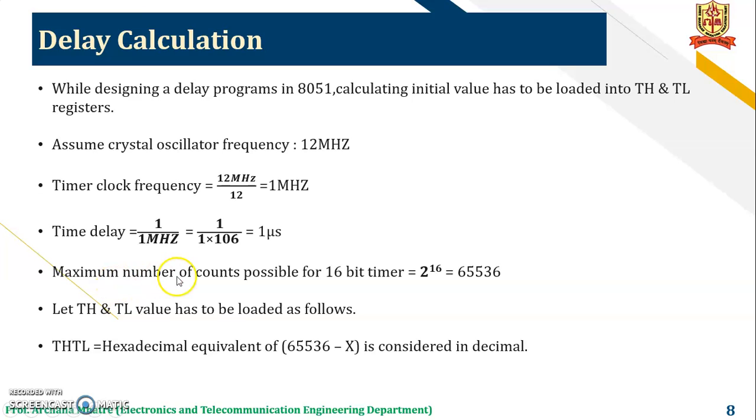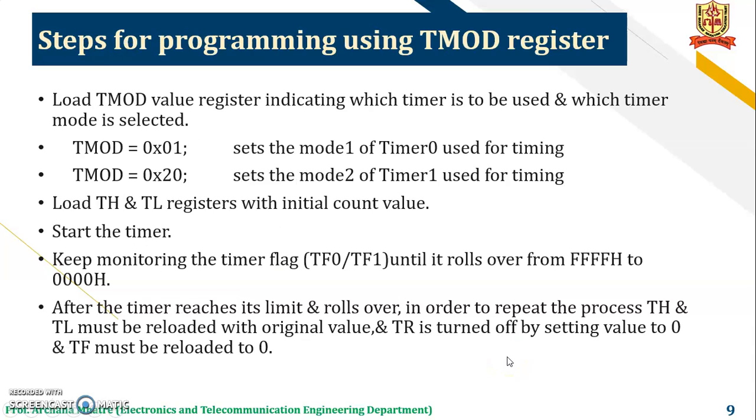The maximum number of counts possible for a 16-bit timer is 2 raised to 16, which is equal to 65,536. Then let the TH and TL value be loaded as follows: TH and TL is equal to the hexadecimal equivalent of 65,536 minus X, considered in decimal.